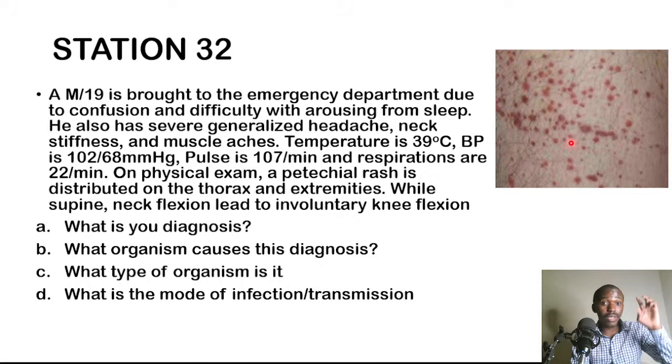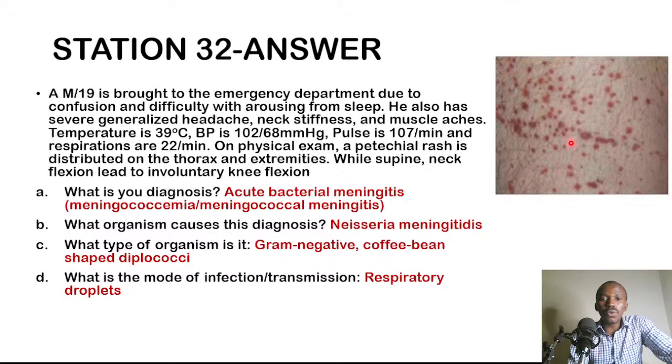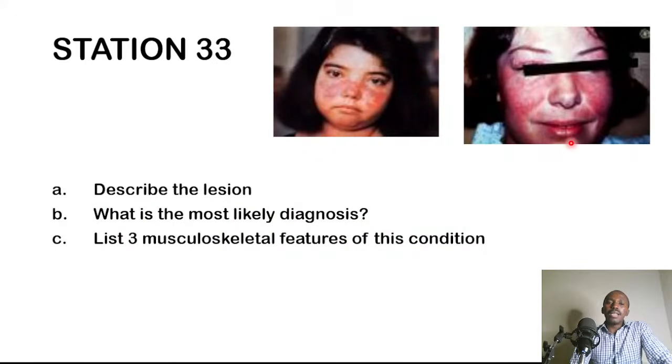Now this patient is presenting to you with features of meningitis. So what organism causing meningitis can present you with these features, such as these petechiae? There's only one organism that comes to mind. That's your Neisseria meningitidis. So this person has meningococcal meningitis. It's caused by a gram-negative coffee bean shaped diplococci, and of course it's transmitted through respiratory droplets, inhalational method.